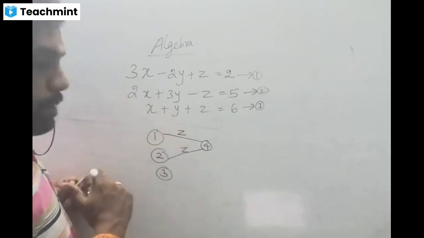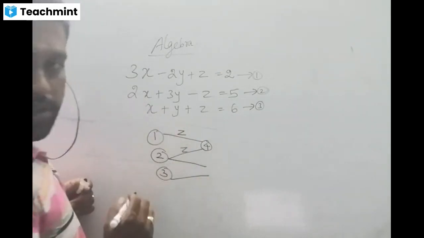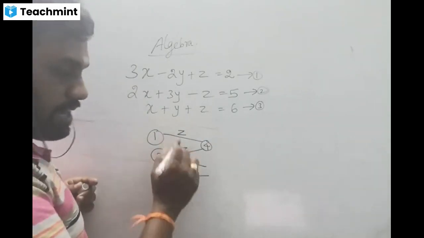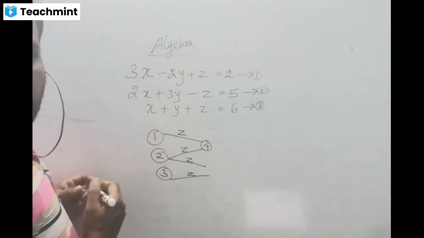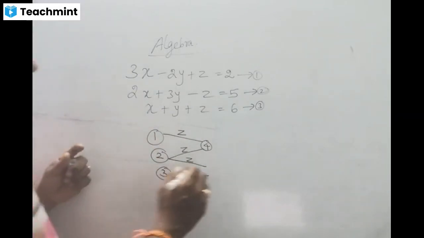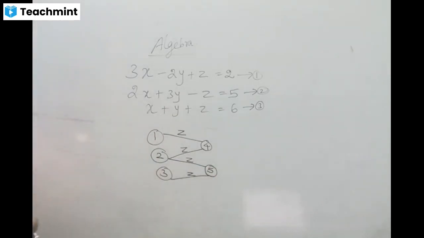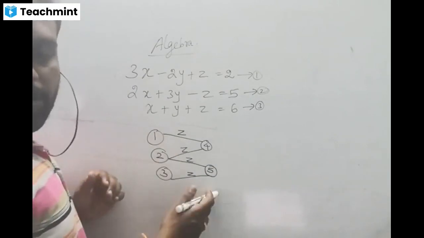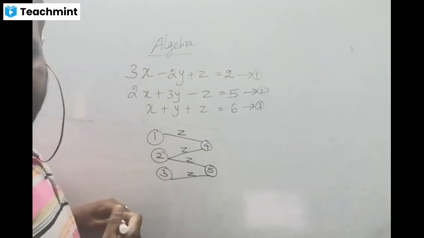The same method will be applied to equations 2 and 3. Again we have to solve equations 2 and 3 like 1 and 2. The same variable z has to be eliminated. Then we get equation 5. Like equation 4, equation 5 also contains two variables, only x and y. No z will be there.